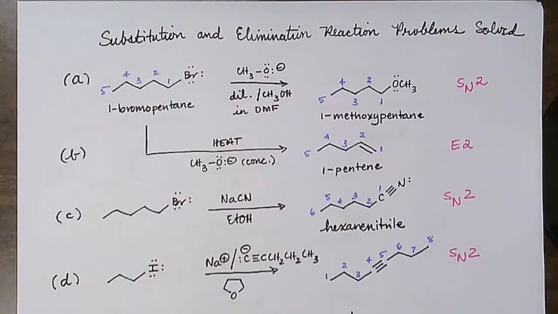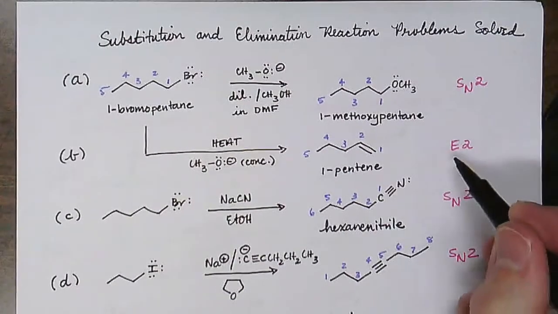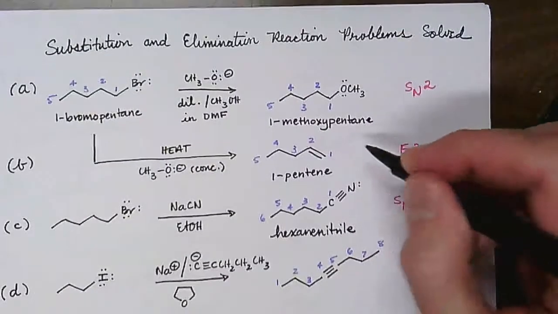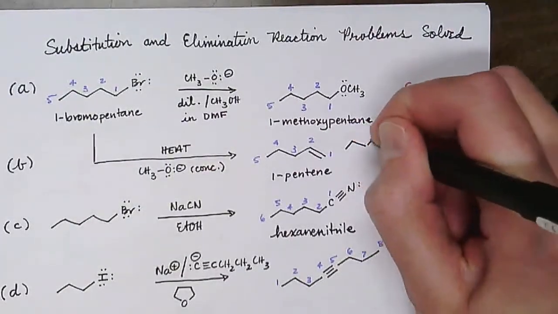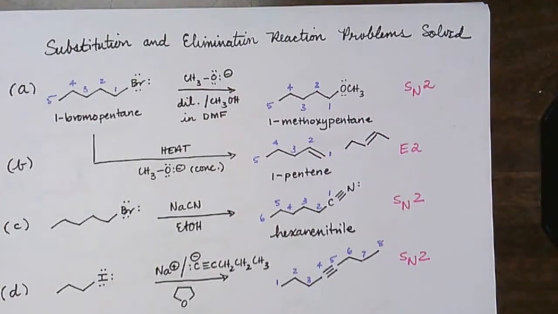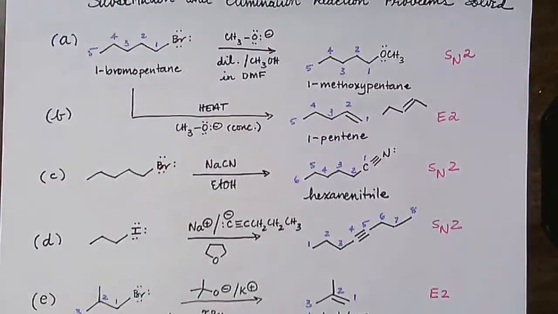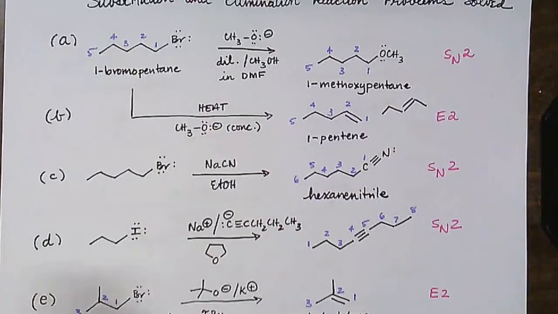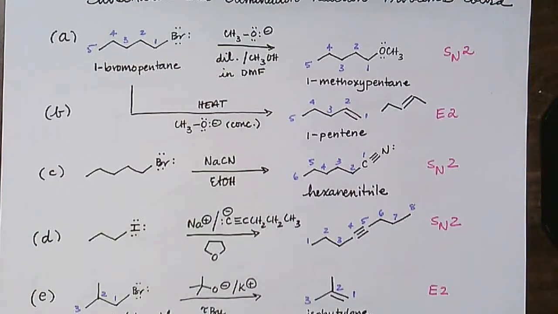On the other hand, if we use a large concentration of methoxide and heat, we would expect E2. The 1-pentene would be our minor product, and we would expect that the major product would be the trans Zaitsev 2-pentene. If we take a good nucleophile like cyanide ion, we can displace the bromide and produce a nitrile via SN2. If we take another good nucleophile like acetylide anion in a solvent like THF, we can also displace iodide in a SN2 fashion and produce this internal alkyne, 4-octyne.